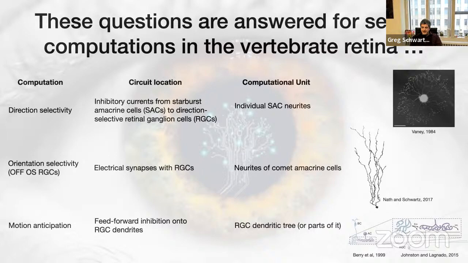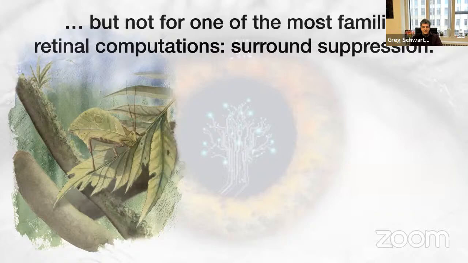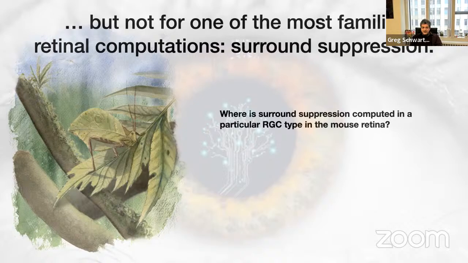But one of the most familiar, most famous retinal computations at all is surround suppression. And we don't actually know the circuit location of that necessarily. Where is surround suppression computed for a particular ganglion cell type in the mouse retina? You may read the textbooks and say it's horizontal cells that do surround suppression. They do some, depending on the species. And if it was really true that horizontal cells were just creating surround suppression for the whole retina, wouldn't ganglion cells all have the same amount of surround suppression? Because the feedback is onto the cones themselves. But that's not the case.